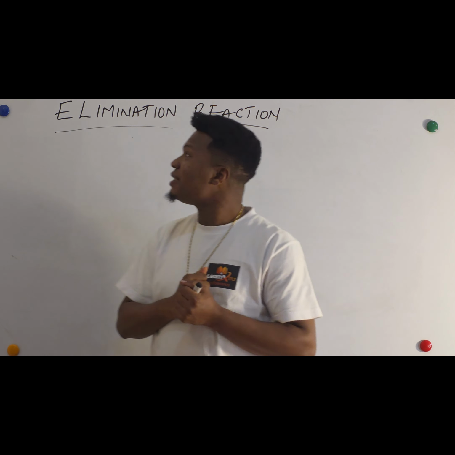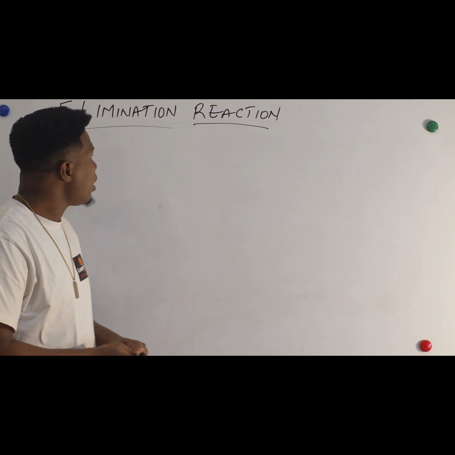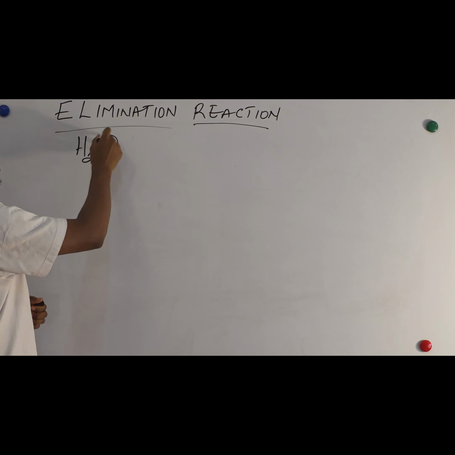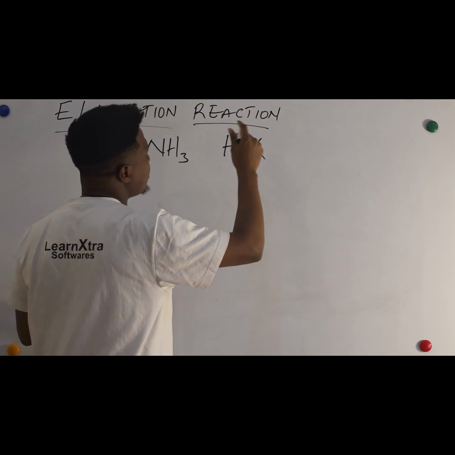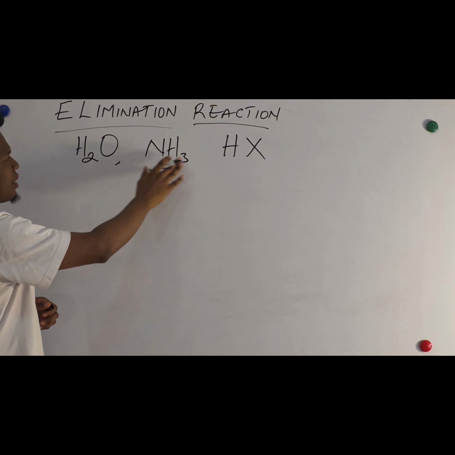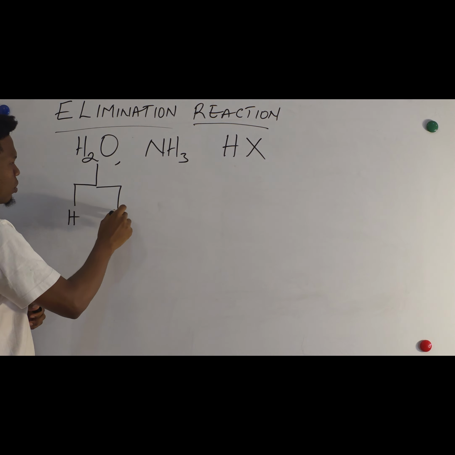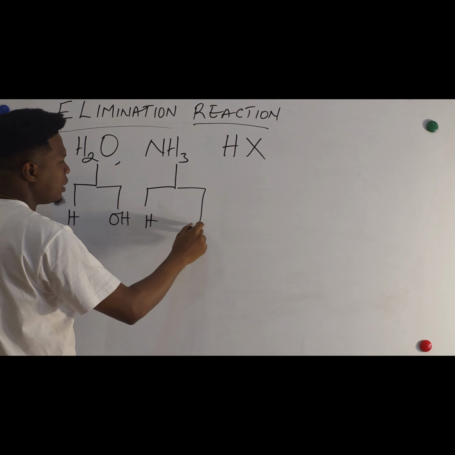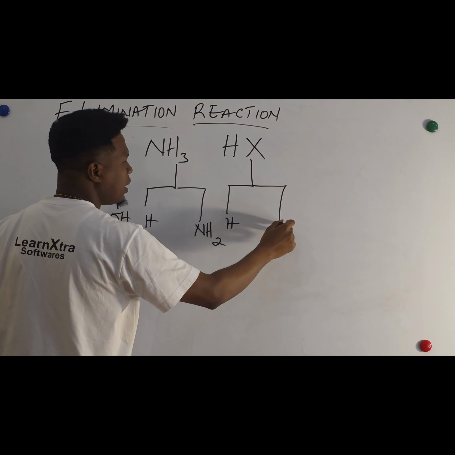The next reaction we'll talk about is elimination reaction. In elimination reaction, we are eliminating some molecules. The molecules we eliminate in this kind of reaction could be water, ammonia, or HX, depending on the reaction you are performing. You can eliminate water in the form of hydrogen and hydroxide ion, ammonia in the form of hydrogen and amine group, and HX in the form of hydrogen and X.